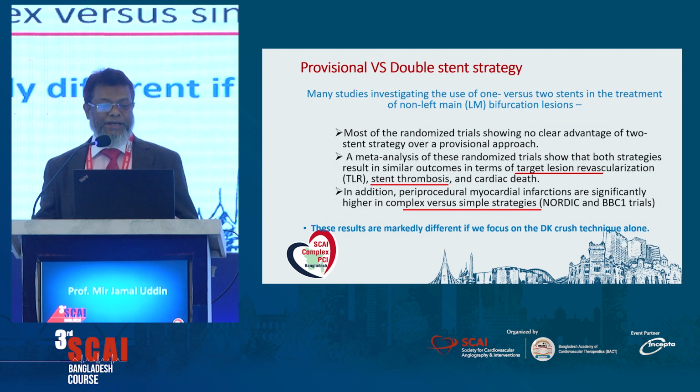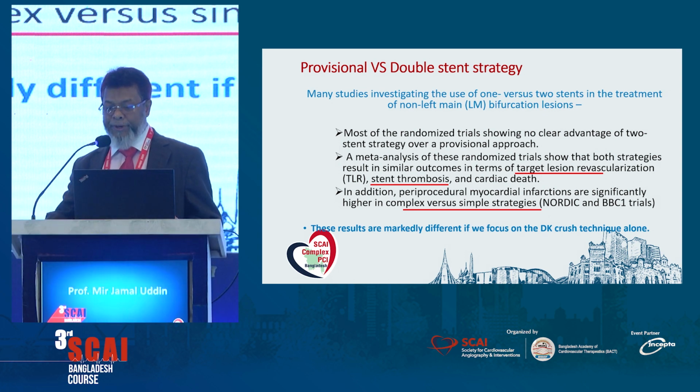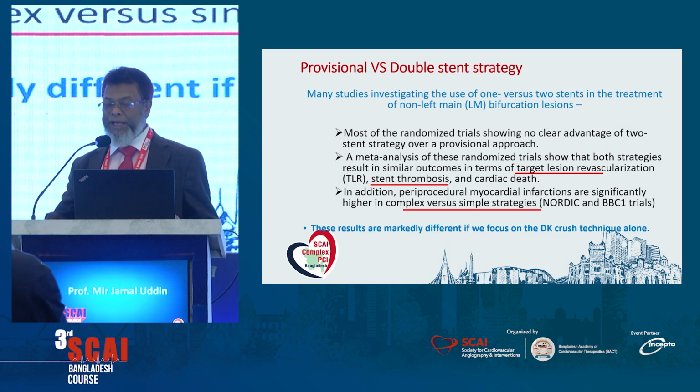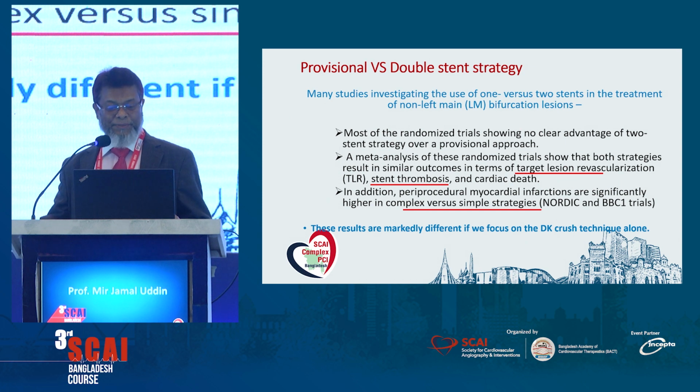And provisional versus double stent strategy: many studies have investigated the use of one versus two stents in the treatment of non-left main bifurcation lesions, and most of the randomized trials show no clear advantage of two-stent strategy over a provisional approach. A meta-analysis of these randomized trials shows that both strategies result in similar outcomes in terms of target lesion revascularization, stent thrombosis, and cardiac death. In addition, periprocedural myocardial infarction is significantly higher in complex versus simple strategies.